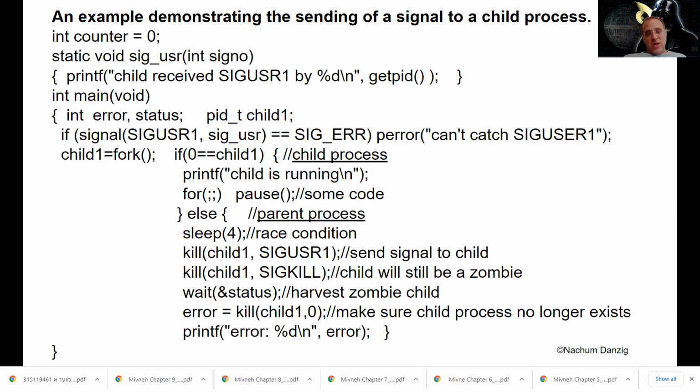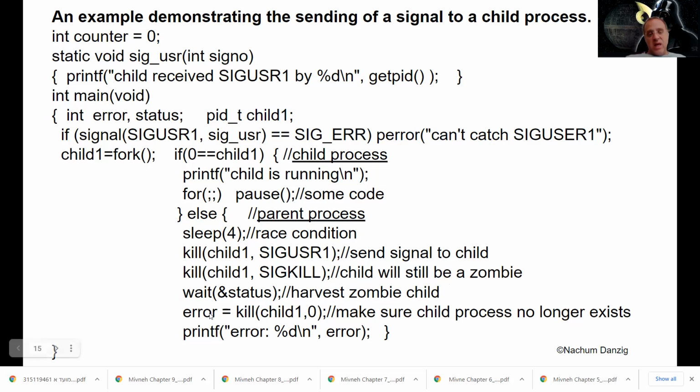That's what I do over here. I say wait. Remember, wait waits for a child. And I'm waiting for the child to die, but the child's already dead. Well, now he's dead. For a moment there, I killed him. For this moment, he was a zombie. Then I get to the next line and I waited for him. He's no longer a zombie. So I call harvest zombie child. Now he's actually not a zombie.